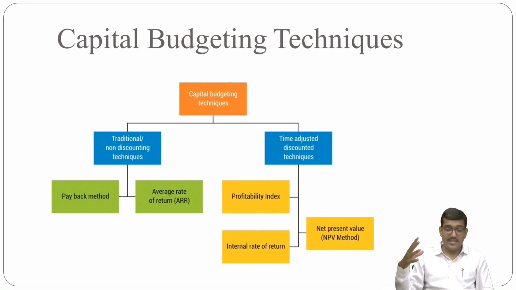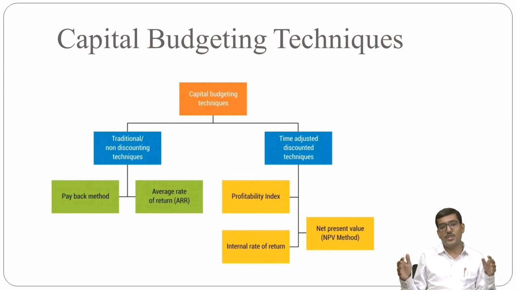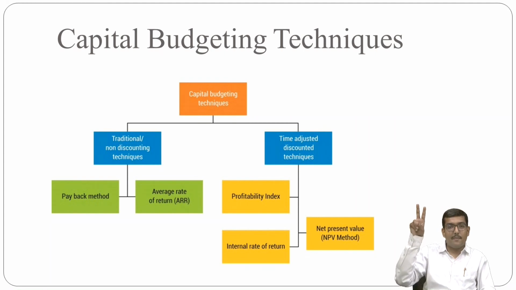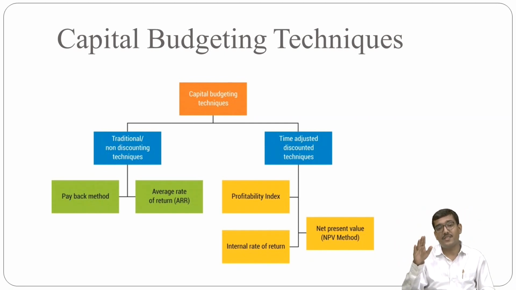In long term investment decisions, capital budgeting is the most important technique. We evaluate these techniques in two ways: first is traditional or non-discounted techniques, and second is time-adjusted or discounted techniques. In the first, traditional and non-discounted techniques, there are mainly two methods. The first is the payback period method and the second is the average rate of return, or accounting rate of return, method.